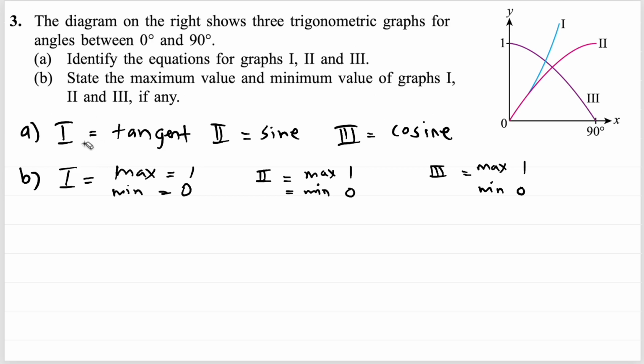For graph number 1, the maximum is actually infinity. Kan, sebab we go up tapi kita tak tahu dekat where is the end of this value. Okay, but the minimum we know lah kosong. Okay.